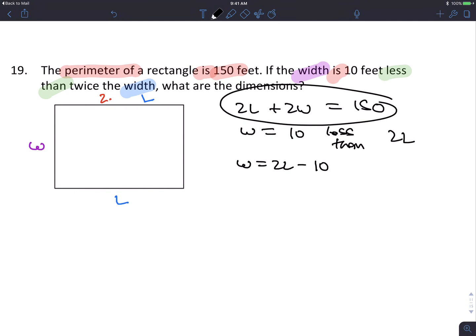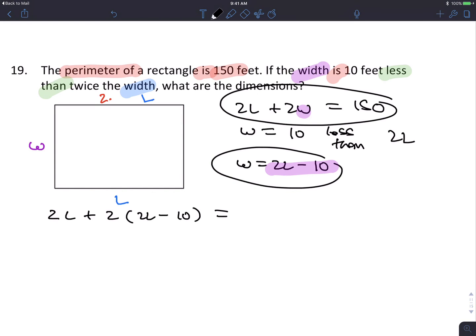So we're being a little bit more efficient with this since we've gotten a lot of practice. And W again is purple, so let's plug this in. 2L minus 10 right in here where we have our W. Substitution method. 2L plus 2, 2L minus 10. And that better be 150. Use some algebra.